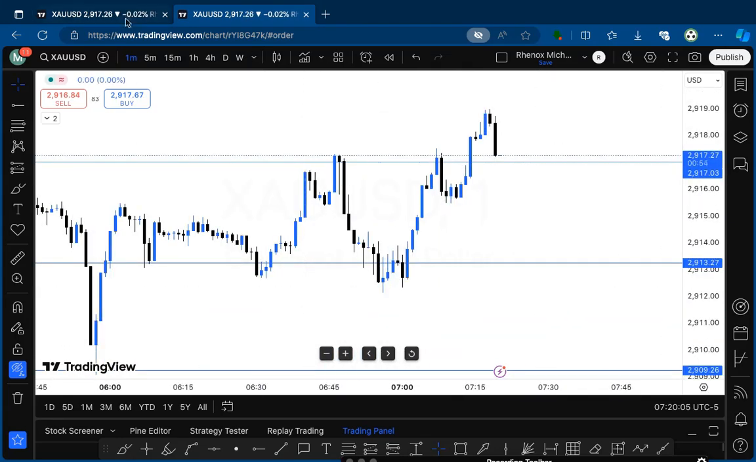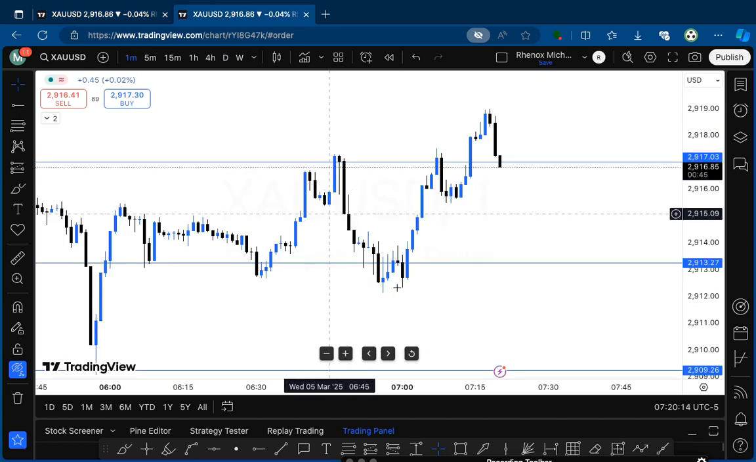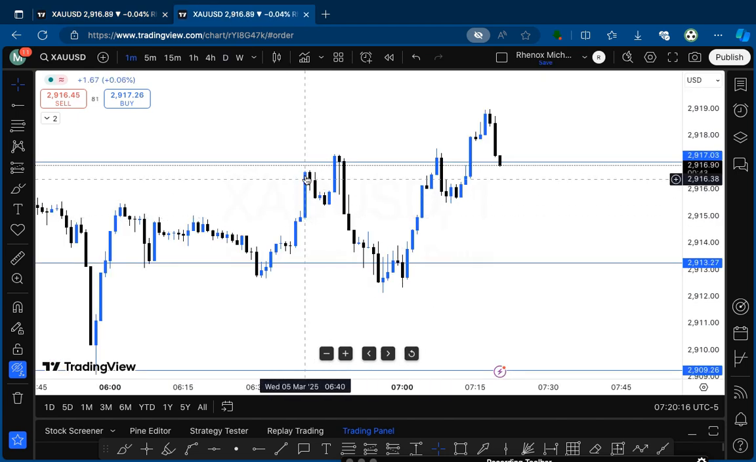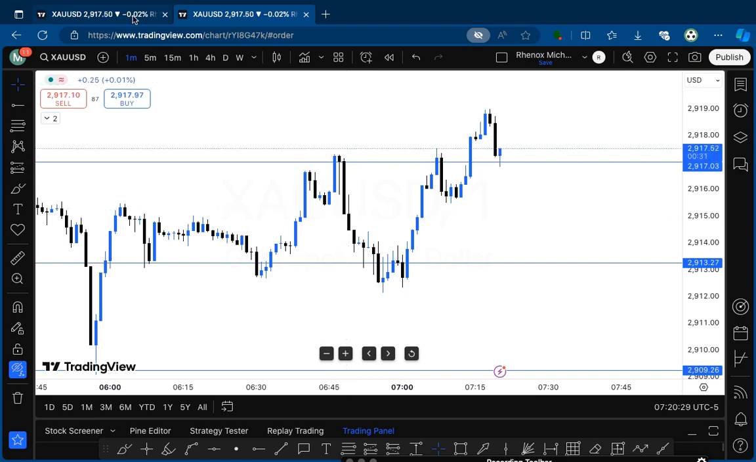Okay, now we dive back. Now, example: a strong green candle means buyers are in control. Let me show you an example there. Now, if you see this strong blue candle, it is telling us that buyers are in control here. This strong bearish candle, which is the black, is telling us that the sellers are in control at that time.